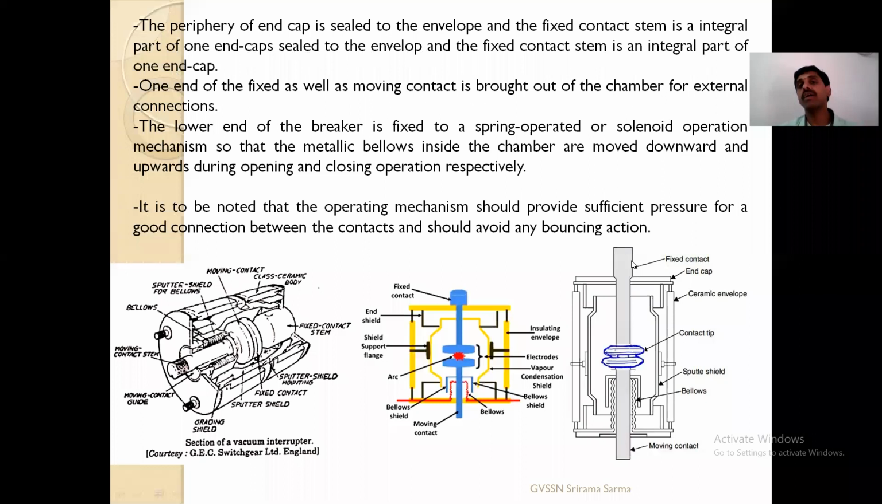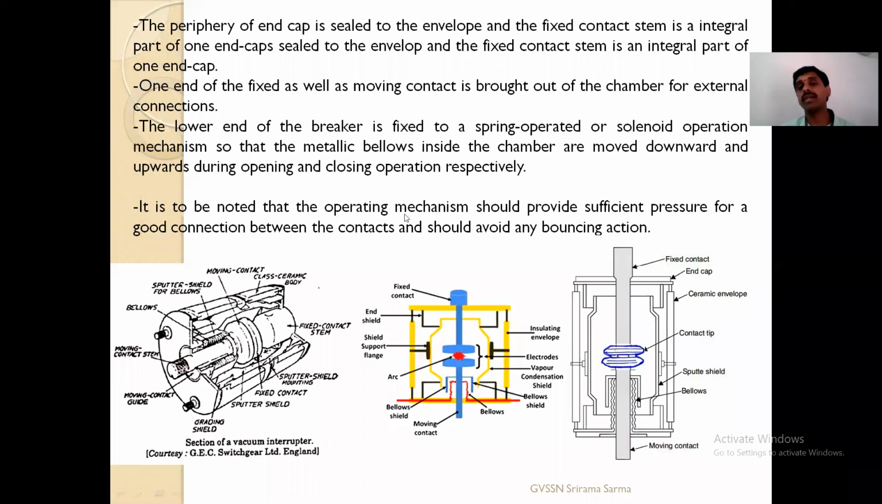So here we are taking fixed contact and moving contact brought out of the chamber for external connections. The lower end of the bracket is fixed to spring operated. This is the one I said, solenoid operation. So the spring solenoid operation or spring operation will be there, so that the metallic bellows inside the chamber are moved downward and upward, downward upward movement during opening and closing operation respectively.